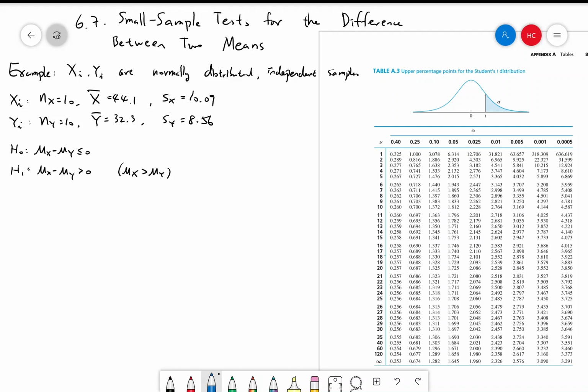Okay, so first we have to find a null distribution. The mean is 0, so it's not hard to draw. The value x bar minus y bar is here. It's 11.8. So before we calculate the tail, we need to first figure out the degree of freedom. If you recall from chapter 5, the degree of freedom is this crazy number.